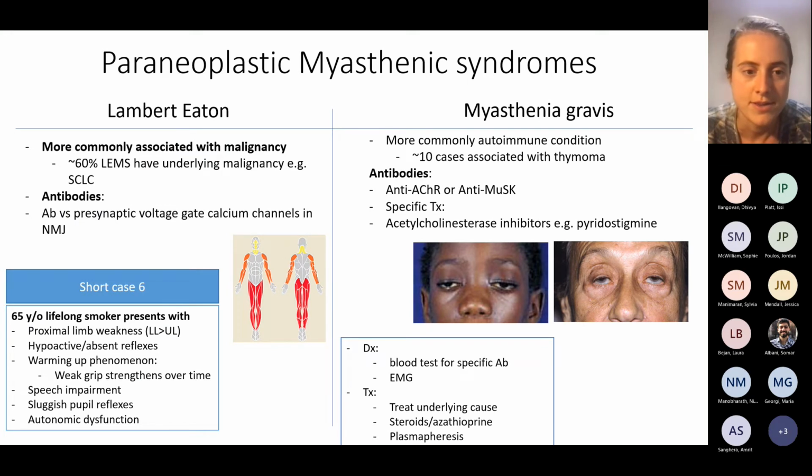So how about this one? Sorry, I thought I animated all the pictures. Ignore the pictures for now, but the short case, what are you thinking with this one?